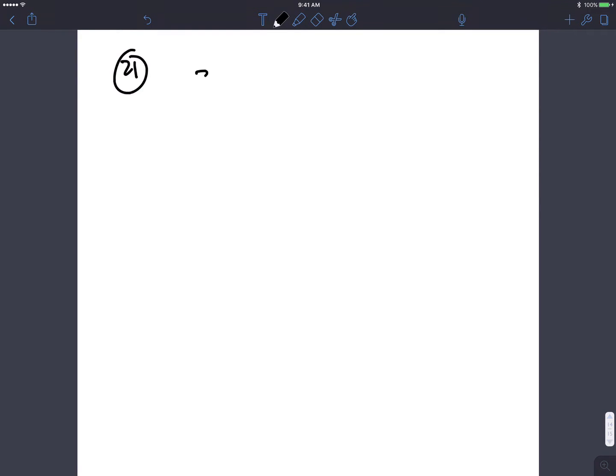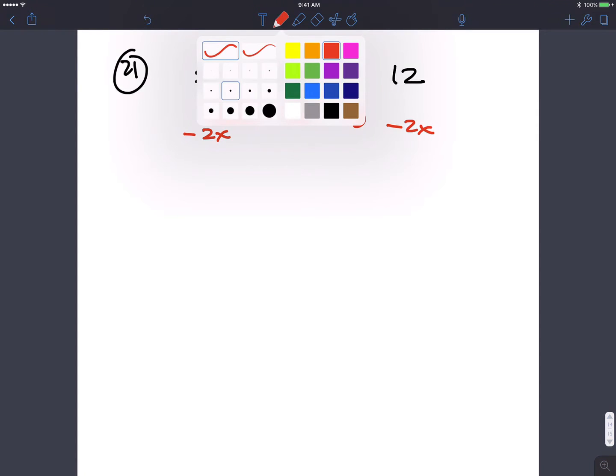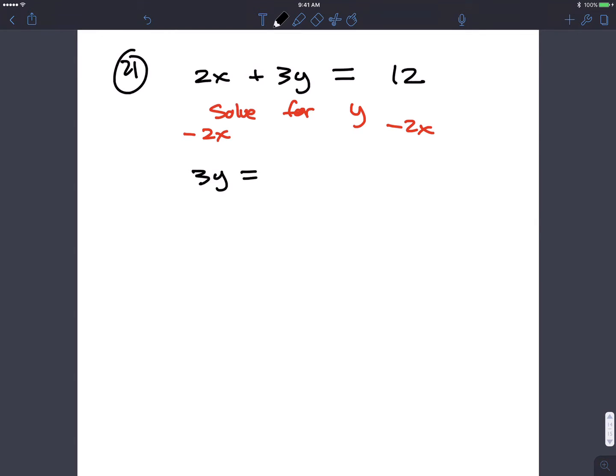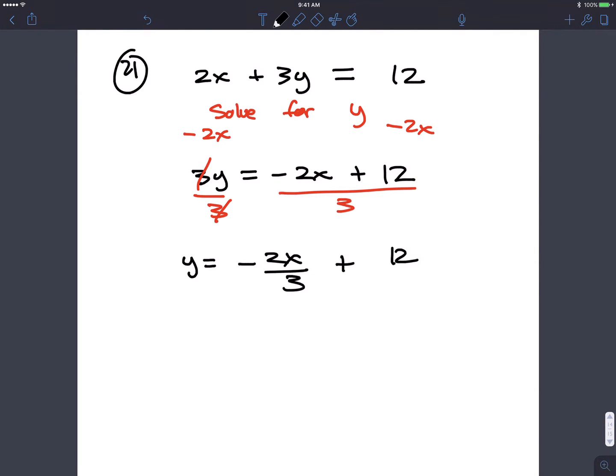Number 21. 2x plus 3y is 12. This is not in slope-intercept form. As you can guess, we need to solve for y. Subtract 2x from both sides. You obtain 3y is negative 2x plus 12. We're now going to divide both sides by 3. We have y equals negative 2x divided by 3 plus 12 divided by 3.